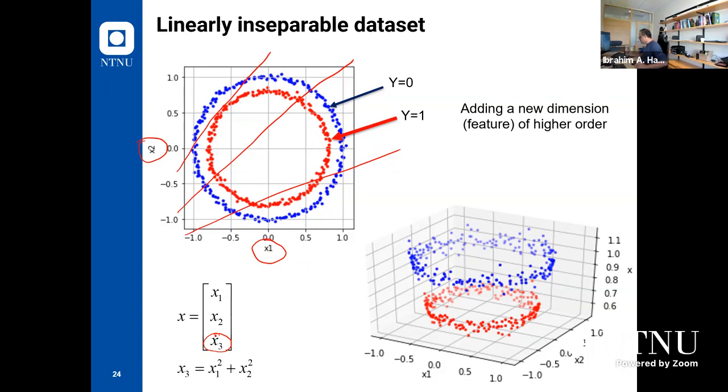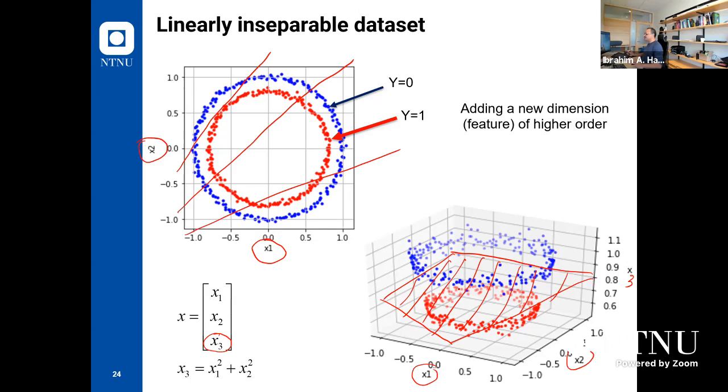Maybe in this case, the problem can be separated using a straight line or a plane. When we added one higher order feature, x3, which is x1 squared plus x2 squared, and plot this data set in three-dimensional space, with x1, x2, and x3, we can see that we have enough gap between the two classes. It should be possible to find a plane which can be used for separating those two clusters into two different classes. So this is one way of working on it.